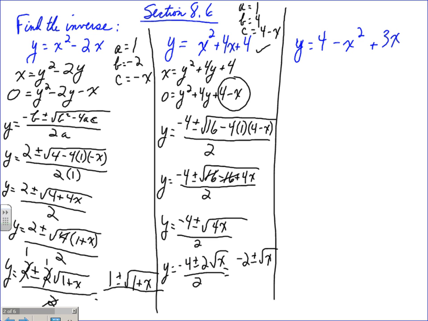Let's do one more. Y is equal to 4 minus x squared plus 3x. And the first thing I want to do here, I think, is to put the right side here into standard form. Switch the x and y. Set the equation equal to 0 by subtracting x from each side.